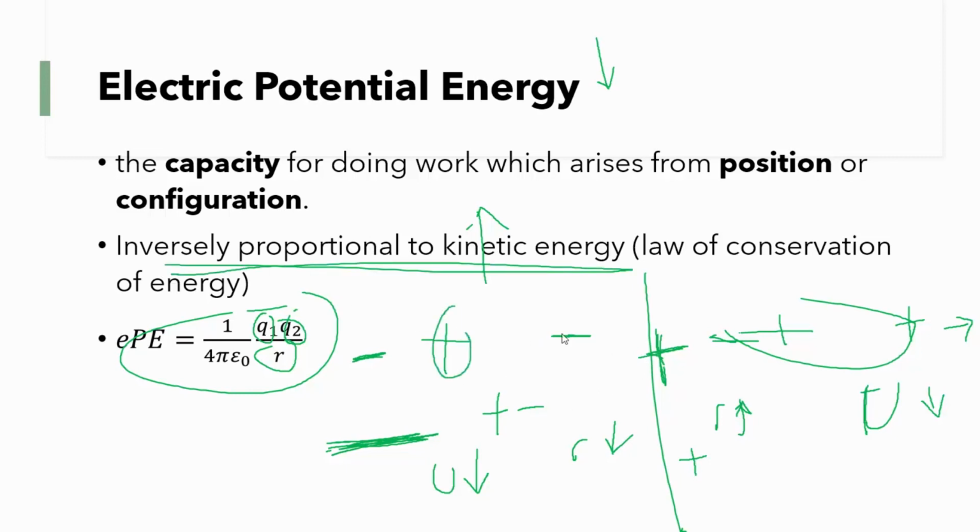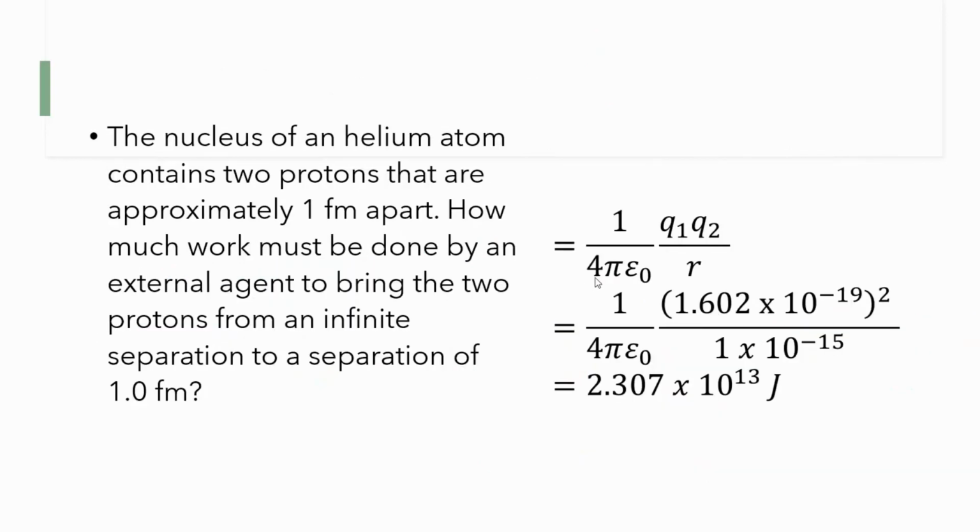Kasi, diba, initially, nag-start sila from rest and nag-move sila towards each other. Nag-move sila, so tumaas yung kinetic energy and bumababa yung electric potential energy. So, yan. I don't know if na-explain ko siya na maayos, pero, ayan. Tandaan nyo lang na as particles go towards where they would normally go, potential energy decreases. So, useful yon mamaya. So, ito yung isang problem.